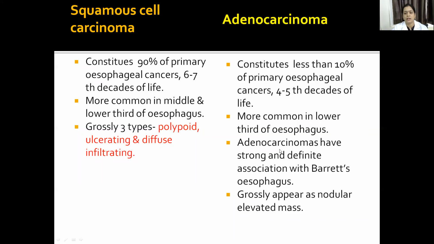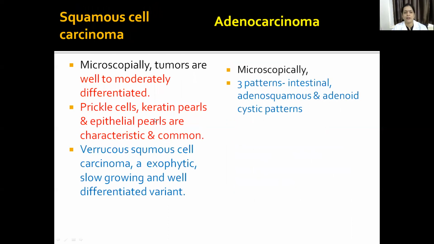ulcerating, and diffuse infiltrating. So adenocarcinomas occur in the lower third of the esophagus, and it is predisposed by the Barrett's esophagus. The recent advances say that it is very, very low that the Barrett's esophagus goes into the adenocarcinoma. However, they are screening the persons with GERD and the Barrett's esophagus, like we do for a breast screening or cervical carcinoma, the same way they do screening for Barrett's esophagus people for checking the predisposition or the occurrence of adenocarcinoma, and the grossly fibrous nodular elevated masses.